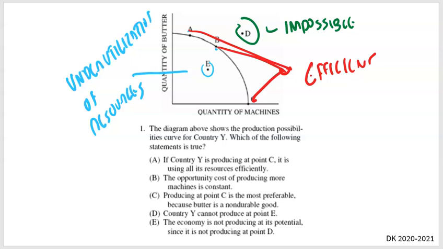So let's go through the answer choices. So A, if Countrywide is producing at point C, it is using all of its resources efficiently. Well, yeah, that's true, right? Because point C is right here. It's on the curve, so A is the correct answer. No need to go past it.